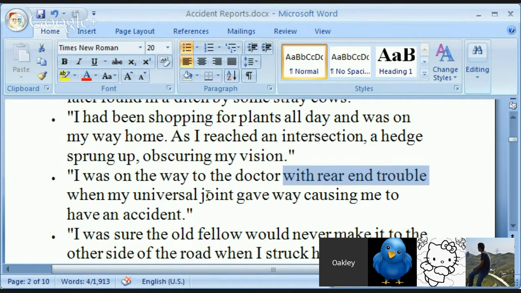And then, of course, we have joints in our body. That's what connects our elbows and knees and shoulders, our joints. So again, he does it a second time. Does he mean universal joint, the car part, or does he mean some kind of special joint he has in his body?